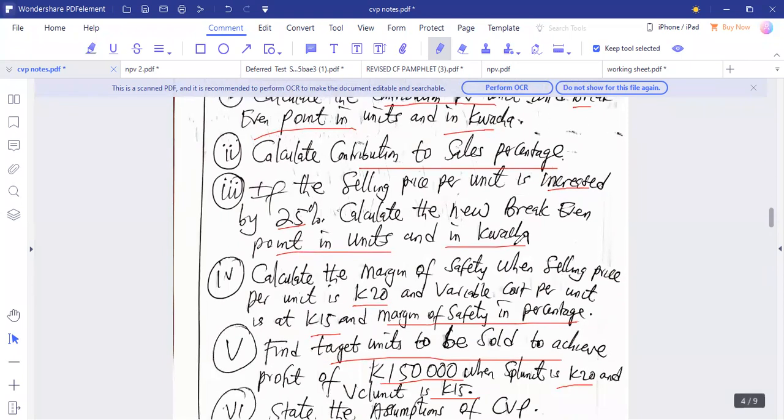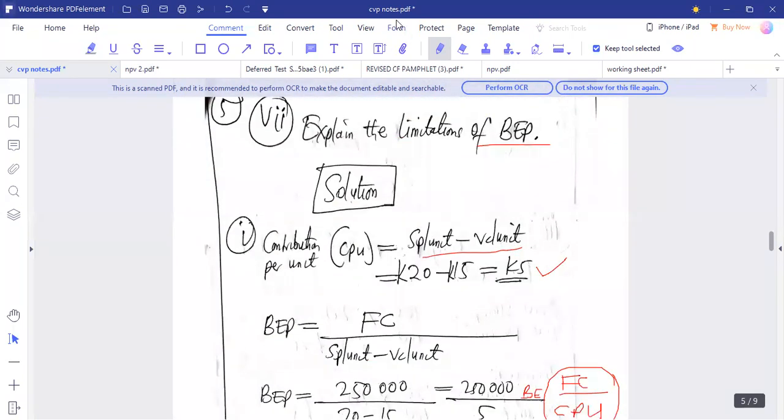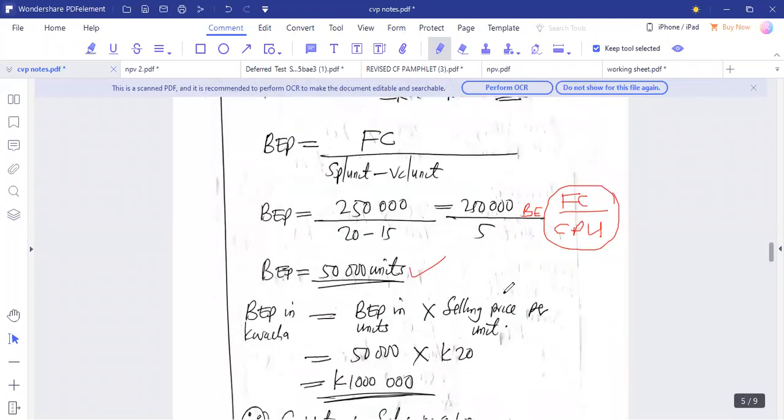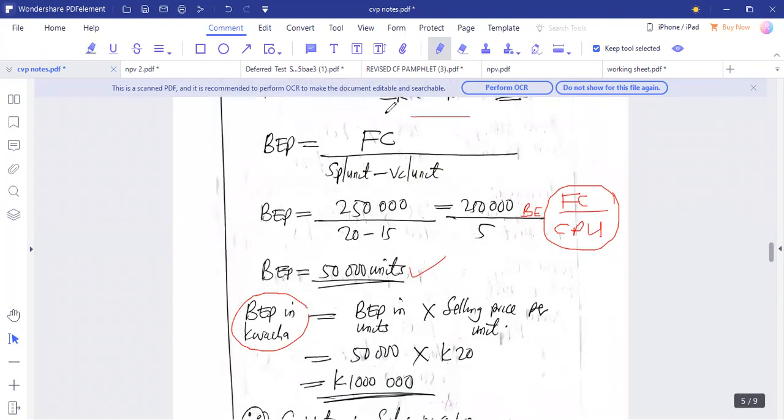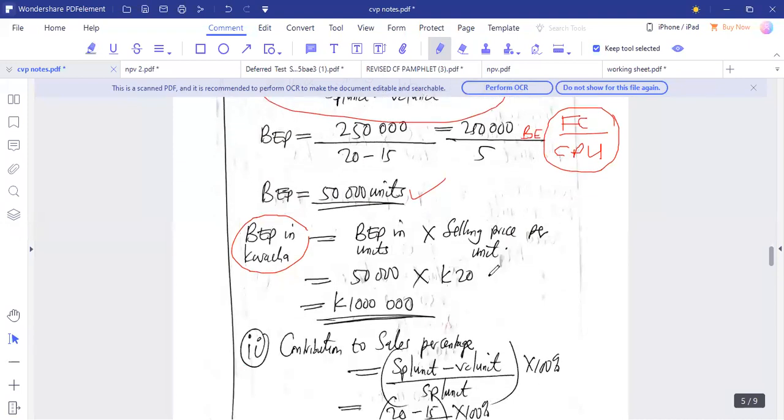So the CPU has been calculated as 5 kwacha. Then the BEP is 50,000 units multiplied by the selling price per unit to find the break-even point in kwacha. What is important is the formula to understand as we get to the BEP. So what is the break-even point in kwacha? It is 1 million.